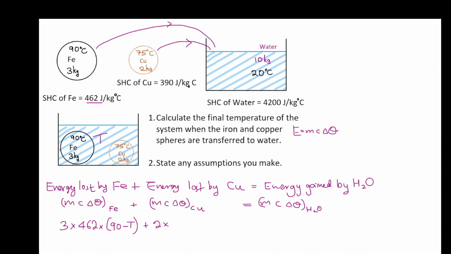Again, 75 is more than T, so 75 take away T is equal to mass of water, which is 10 kilograms, multiplied by 4,200, multiplied by the final temperature minus the initial. T is higher because water heats up. So it will be T take away 20. And all you need to do now is solve this so you get the final answer.